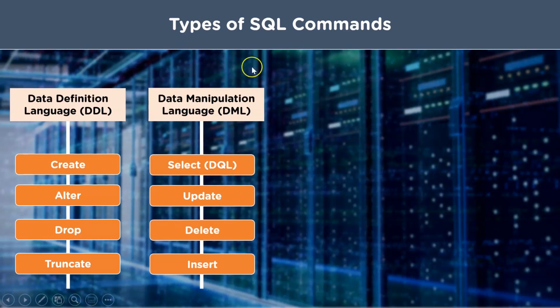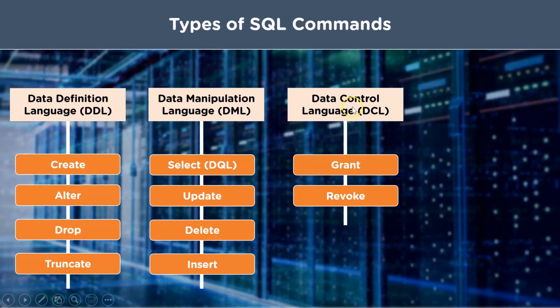Next, we have data manipulation language or DML. So DML commands are used to modify a database. It is responsible for all forms of changes in the database. DML commands are not auto-committed, which means it can't permanently save all the changes in the database. We have select, update, delete, and insert as DML commands. Now select command is also referred to as DQL or data query language.